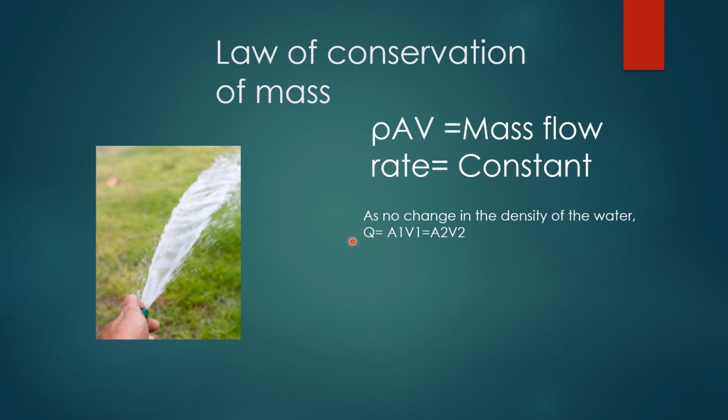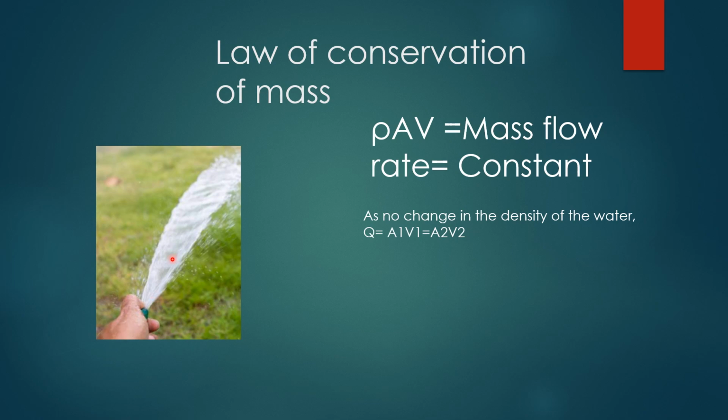Because for liquids there is no density change, so we can cancel the rho from both sides, and we can write A1 V1 equal to A2 V2. Now this pipe, we see that pipe. There is a flow of water splashing outside from the pipe. When you put your finger and reduce some area, there is a splash of water.